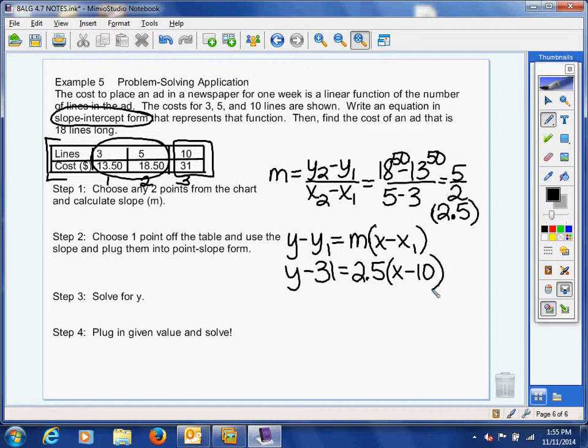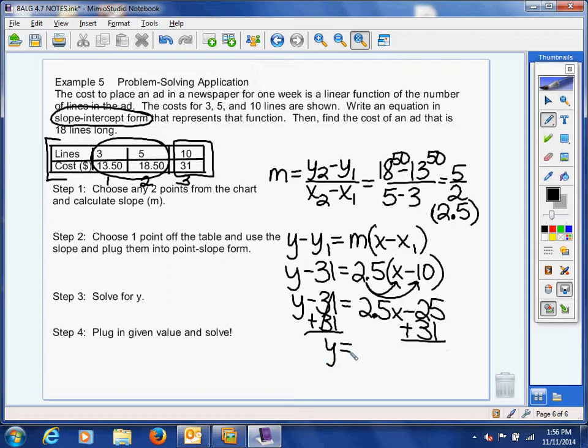Okay, we did it. We've got it in point-slope form, so we're ready to go to step 3, solve for y. Remember, that's a 2-step process. The first thing you have to do is distribute. So we have y minus 31 is equal to 2.5x minus 25. Okay, and then move the 31 over. So we're going to add 31 to each side. Looks great. So here we are, y equals 2.5x plus, looks like 6. That looks wonderful. You're doing a great job.